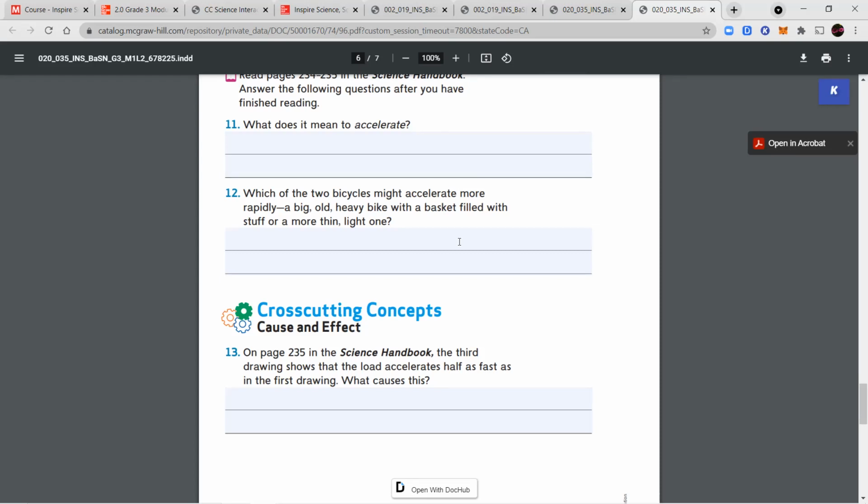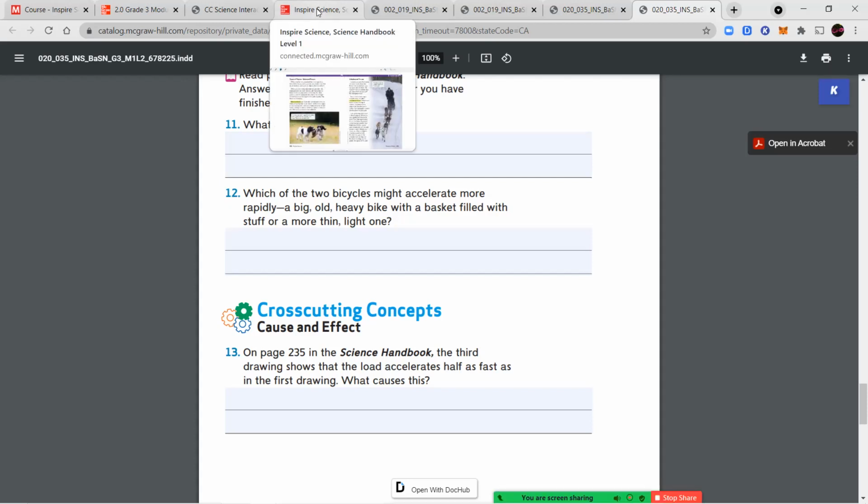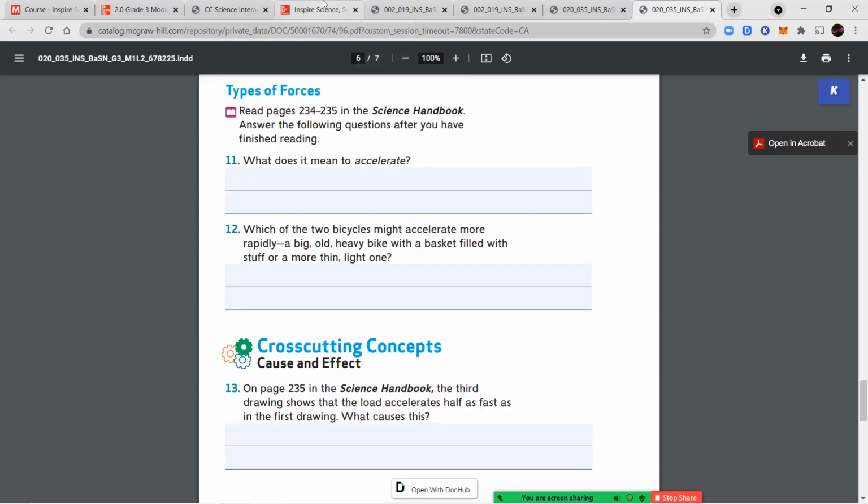in our science handbook, and we're going to look at the drawing that shows that the load accelerates half as fast as the first drawing. So the third drawing shows that the load accelerates half as fast as the first drawing. What is causing that change? Let's go ahead and hop back into our book to page 234.